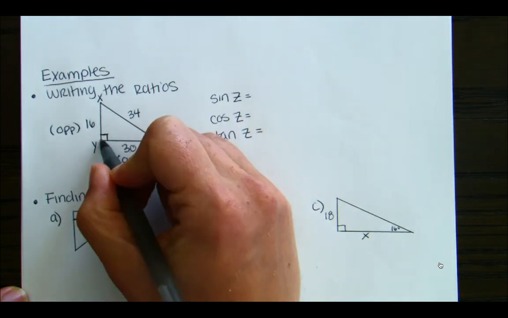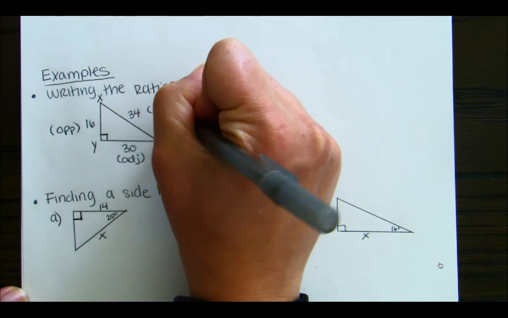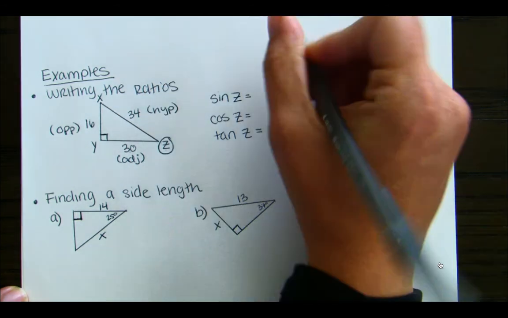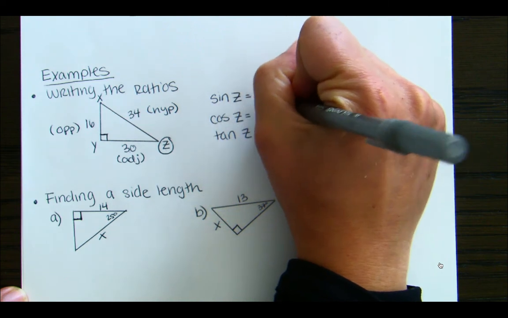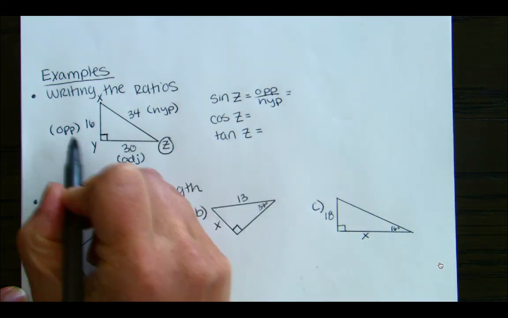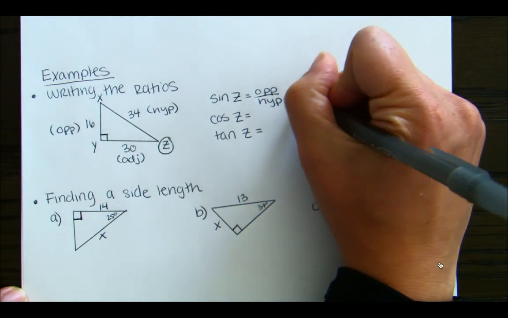And that means the opposite of my 90 degrees right here is my hypotenuse. So I know that sine is opposite over hypotenuse. So I'm going to come over here. Opposite is 16 over hypotenuse is 34.